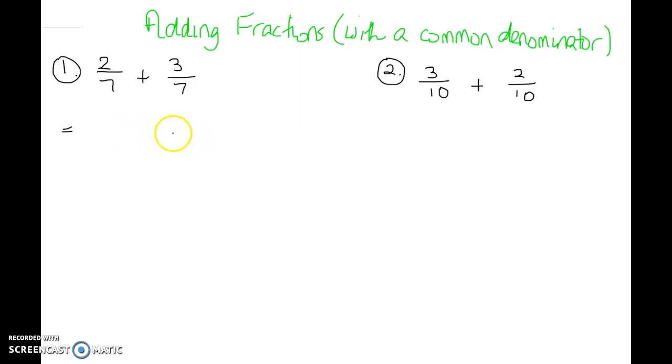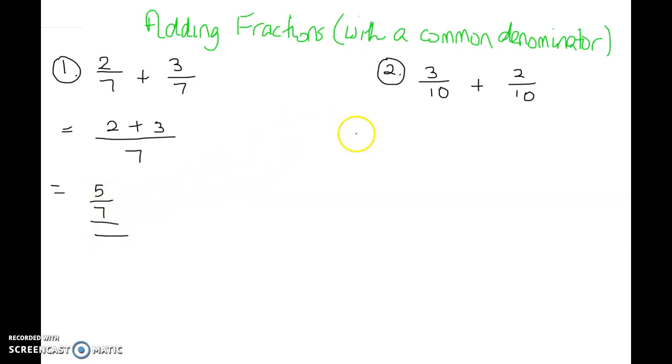So very simply, all we do is we put our division sign there, our divisor, and then we put our common denominator, which is 7. All we do from there is just add the numerators. So the numerator of the first fraction is 2 plus the numerator of the second fraction, 3. So we get 5/7. And this is our answer here.